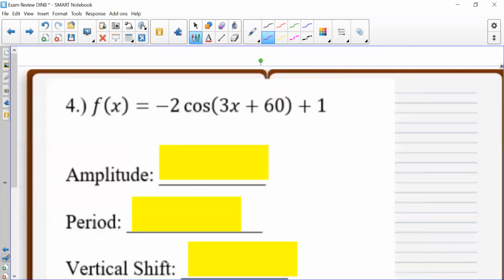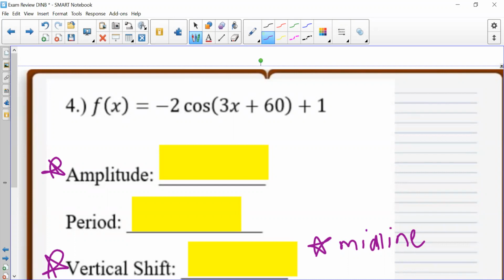Okay. Next one is still asking for amplitude, period. It says vertical shift, which is the same thing as midline. You just don't have to write the y equals. Okay, midline, vertical shift, very similar. You just don't need the y equals. All right, from the equation, amplitude and vertical shift are easy from the equation.